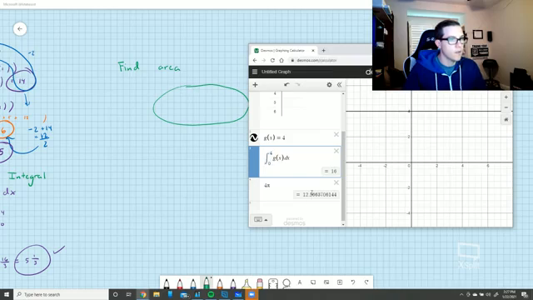Come on, 4.16. Yeah, it is. So there you go. No more formulas. You can just use the area under the curve of a function. Much cooler feeling, I guess.